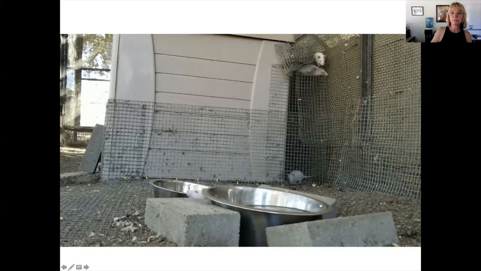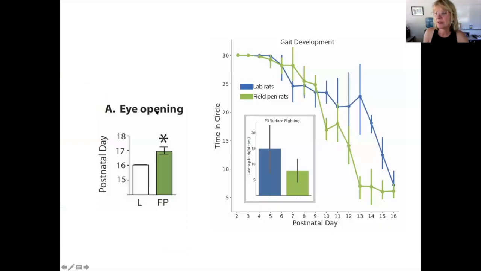So, we chart their progress. And so, for example, eye opening, when do they open their eyes? And so this is what's so fun. Everything we look at is different. So the field pens, this is in green, they open their eyes later than laboratory animals. They start walking sooner than laboratory animals.